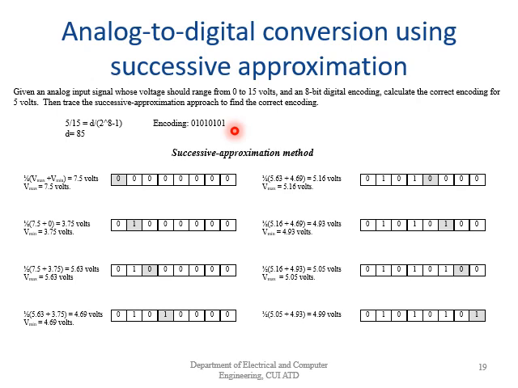Now you need to tell me in the next lecture why we are using this successive approximation approach in order to find the correct encoding for an analog signal. What is the significance? So that was for today's lecture.